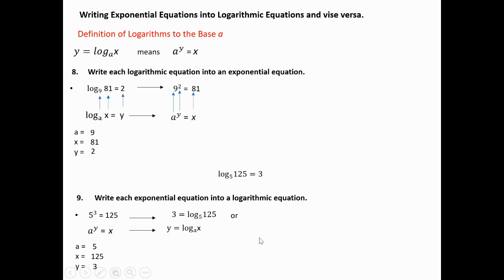Or you can have it log base 5 of 125 equals 3. These are the same thing, right? I believe for the solutions in the back of the book, this is the way they want you to write it. But if you write it this way, it's not wrong. They're both correct. Okay.